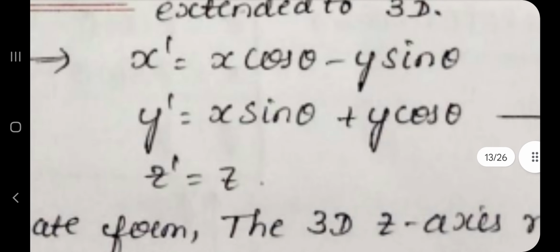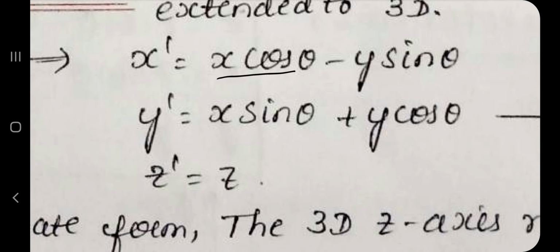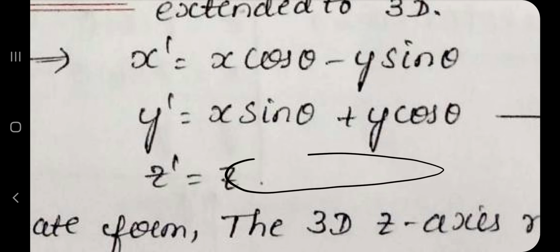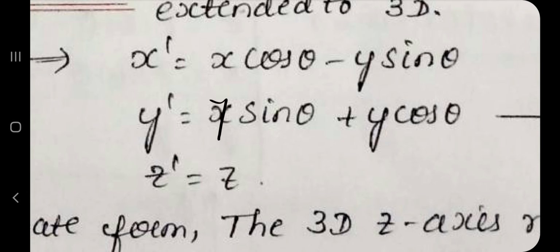Okay, see here, you have written x cos theta minus y sin theta. So here what you have to write is y cos theta minus z sin theta, and this one you will be taking down in the next equation. And here in this equation, instead of x you will write y, instead of y you will write z, and that also you will take down.